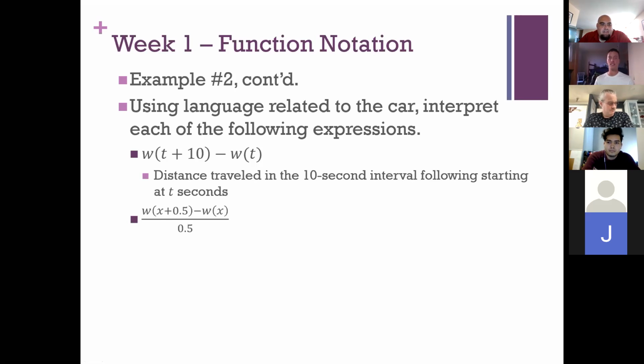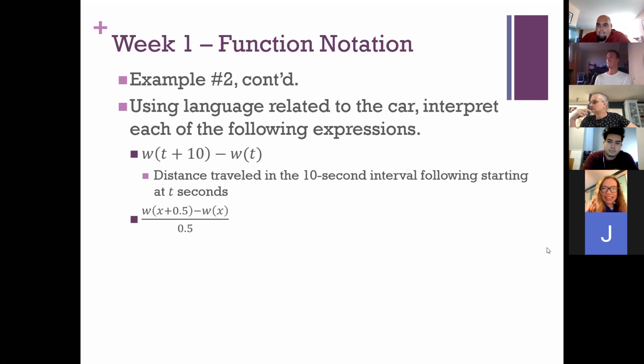And then this last one, w of x plus 0.5 minus w of x, all divided by 0.5. So I have the average rate of change of function w over a half a second interval beginning at time equals x. Ben says the average distance in the half second after x. Michael says half the distance traveled. So I want to go back to Jillian. Jillian, why did you say it was an average rate of change? What clued you into that?